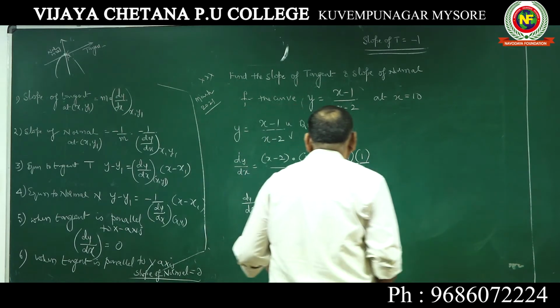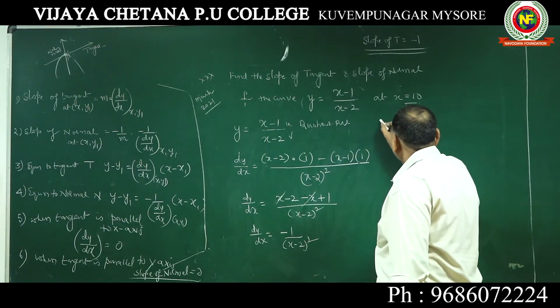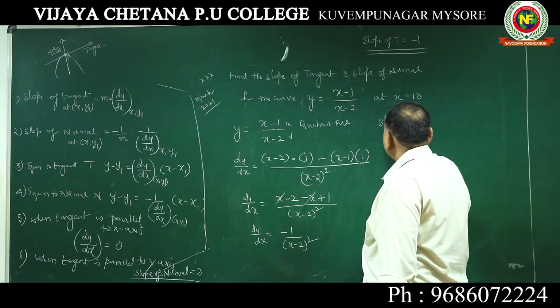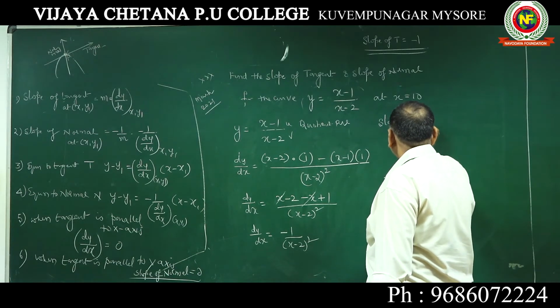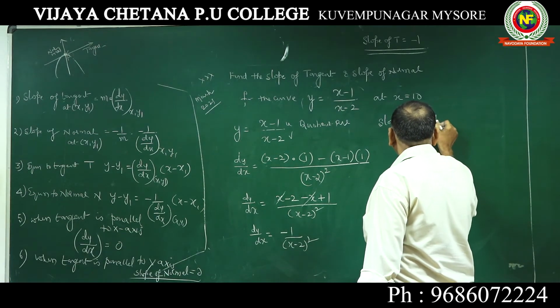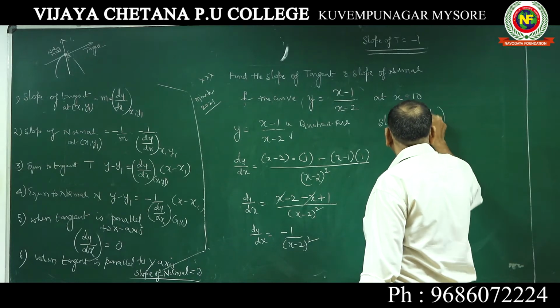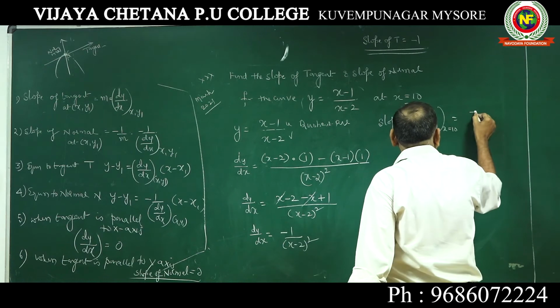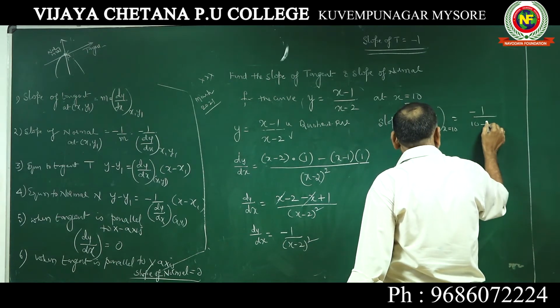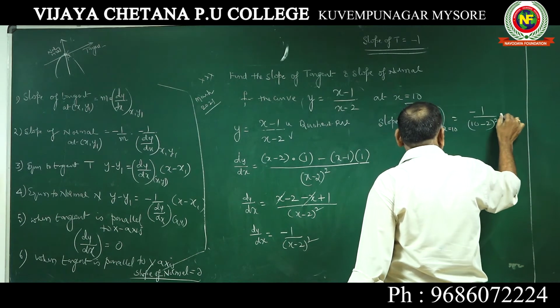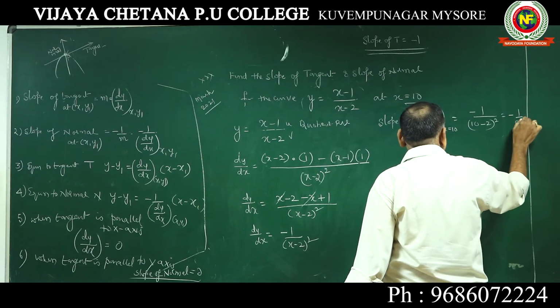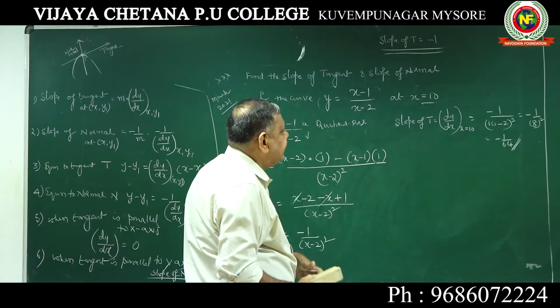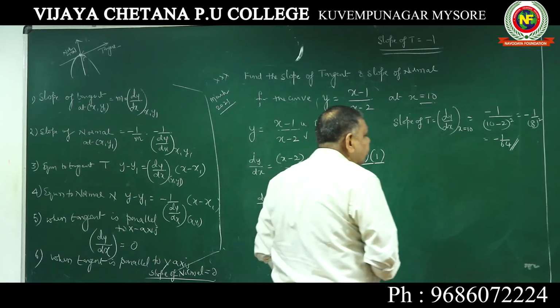Slope of tangent is at this particular point you have to consider. So write down slope of tangent at P is given by dy by dx at x equal to 10. That is, substitute x as 10: minus 1 by (10 minus 2) whole square, or it is minus 1 by 8 square. It is minus 1 by 64, which is the slope of tangent.